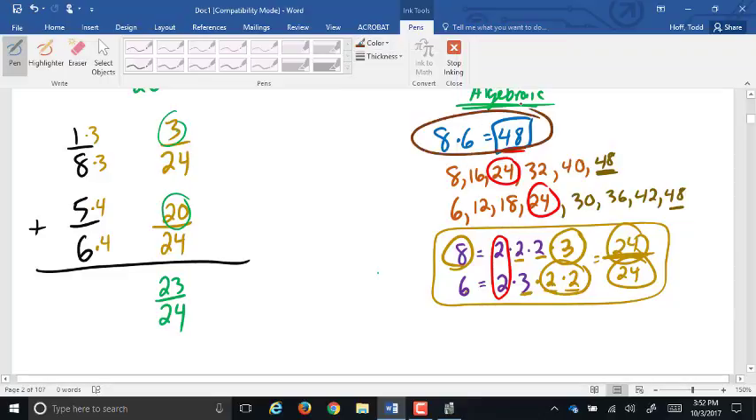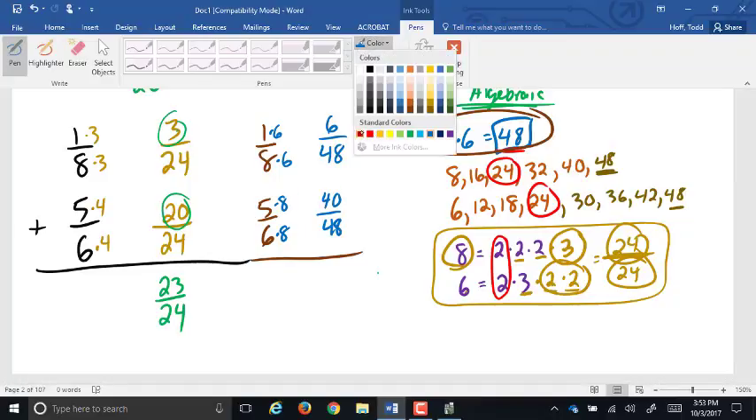Now I had said we could just multiply to get that common denominator 48. What would have happened if we had used the 48 as our common denominator? Well, the short answer is we get the same answer. Just a little more work. It'd be 8 times 6 to make 48, so it'd be 1 times 6 to make 6. 6 times 8 makes 48, so 5 times 8 makes 40.